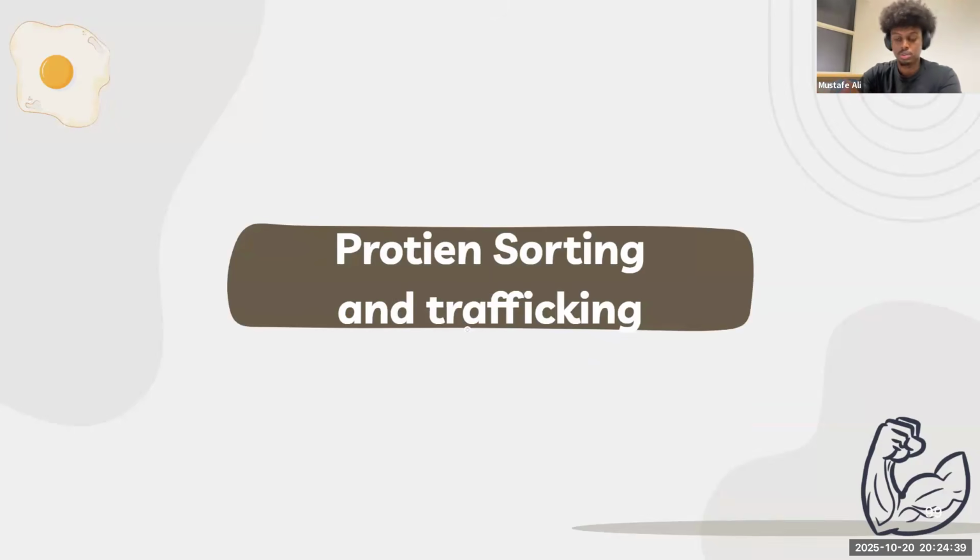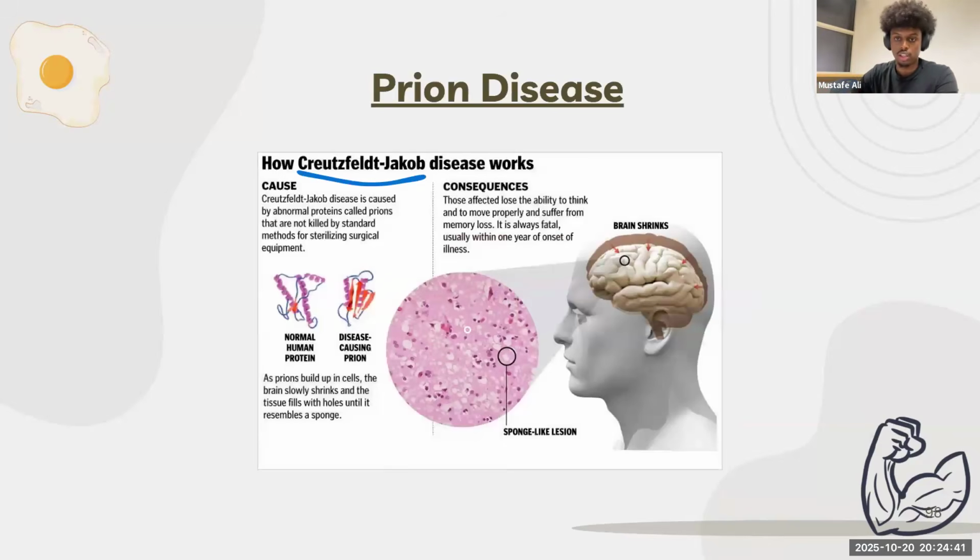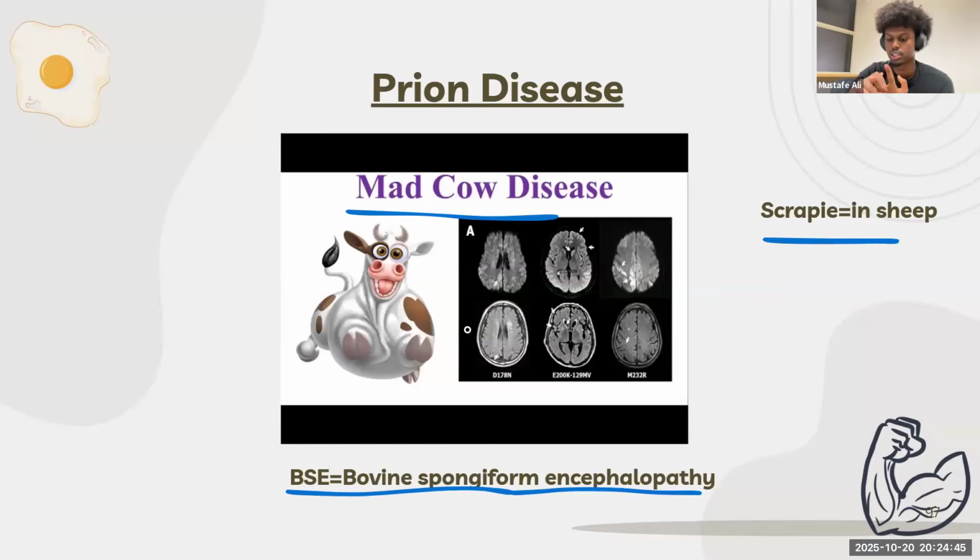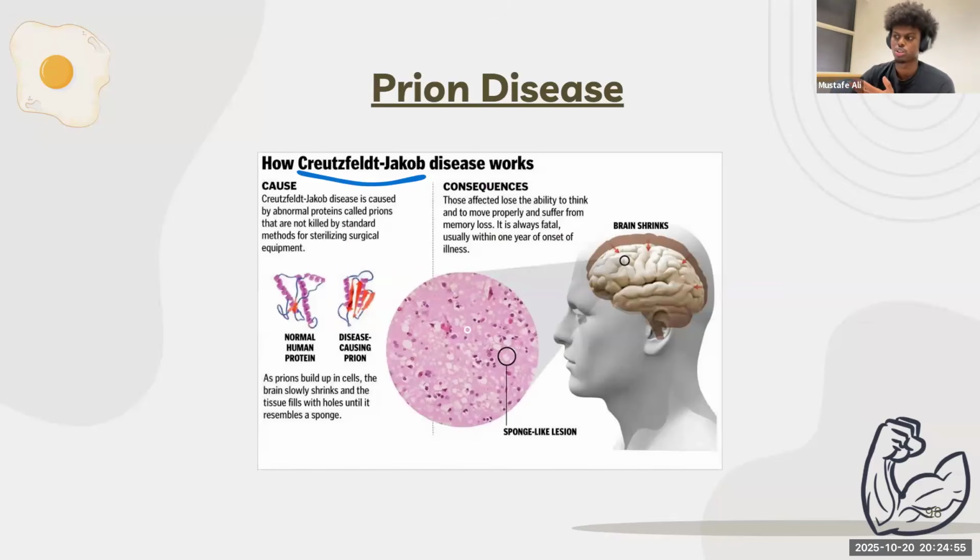Now, the names of the prion diseases. For cows, you could call it mad cow disease, or you could call it BSE, or bovine spongiform encephalopathy. For sheep, it would be called scrapie. And for the human one, I don't think you need to remember this, but it's Creutzfeldt-Jakob disease. You don't need to remember that though.